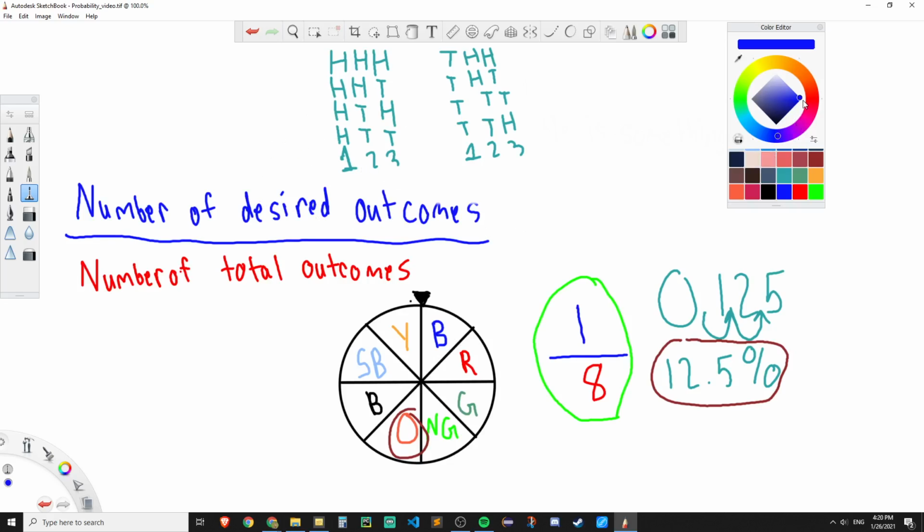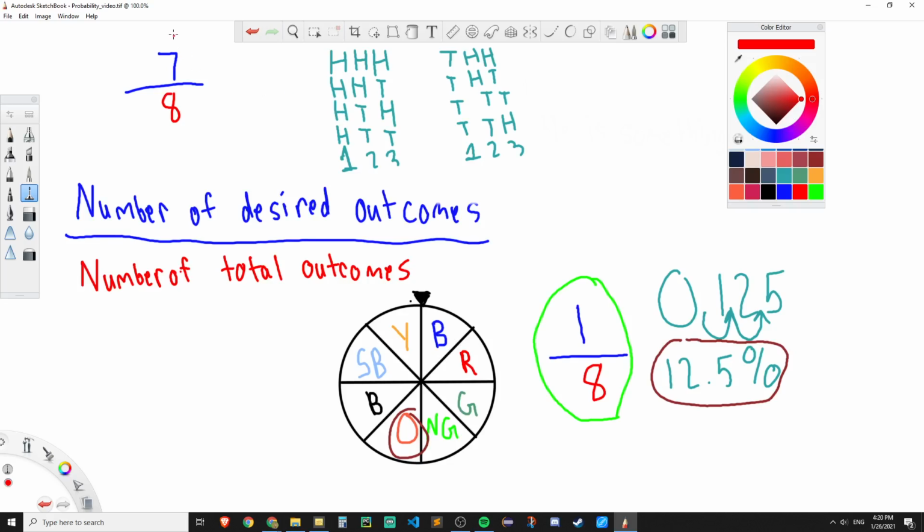So what was that? Well, let's see. This one has one head, this one has one head, so that's 1, that's 2, that's 3, that's 4, that's 5, that's 6, that's 7. So 7 desired outcomes over how many total outcomes are there? There are 8 total outcomes.